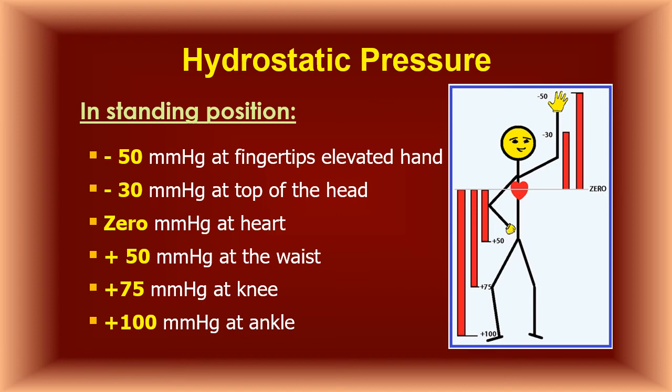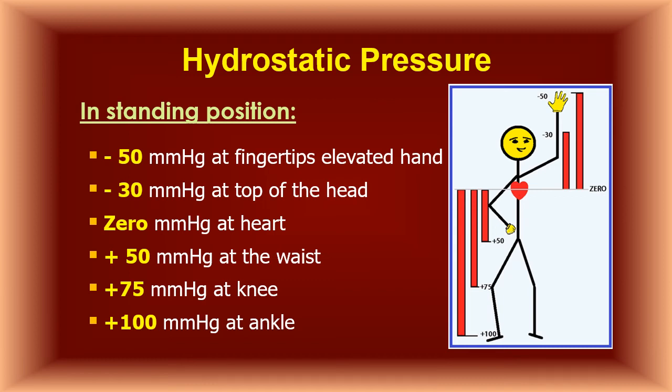This is in supine. What happens in standing position? In standing position, what is the hydrostatic pressure again? It's the weight of a blood column from the point of the heart to the point of measurement. So if you go here, for example, at the fingertips when they have an elevated hand, the weight of a blood column is 50 millimeter mercury, right? And from the top of the head, it is 30 millimeter mercury. Again, from the top of the head to the level of the heart, 30 millimeter mercury. At the level of the heart itself it is 0, as mentioned before.